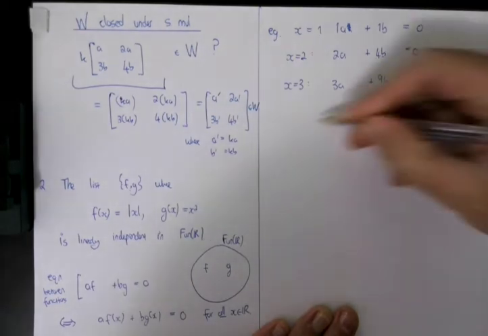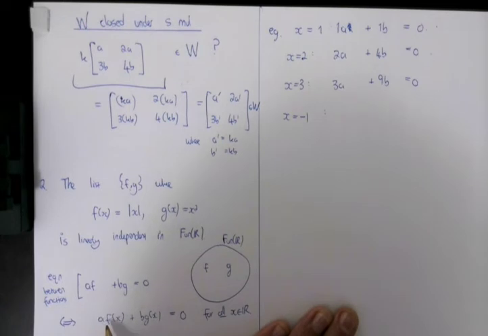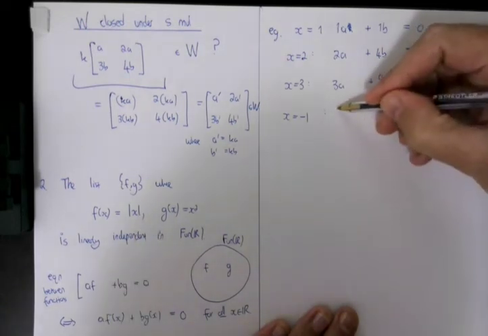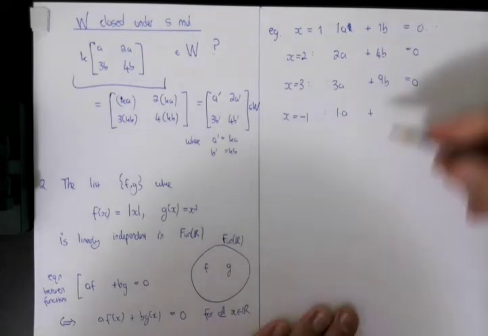That's a different equation. How about when x equals -1? Then I'll get a times f of -1. f of -1 is 1, so I get 1 times a. And g of -1 is also 1.